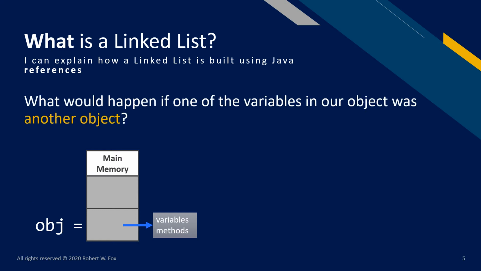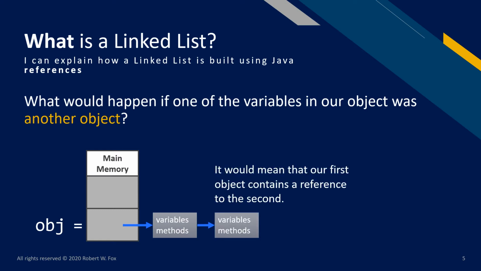Now, suppose that our object variable had as its own variable another object. In other words, we know objects store variables and methods. What if one of these variables was itself another object? Well, we know that objects are stored as references, and that would mean that our object actually references another object, and we would have a reference to a reference.